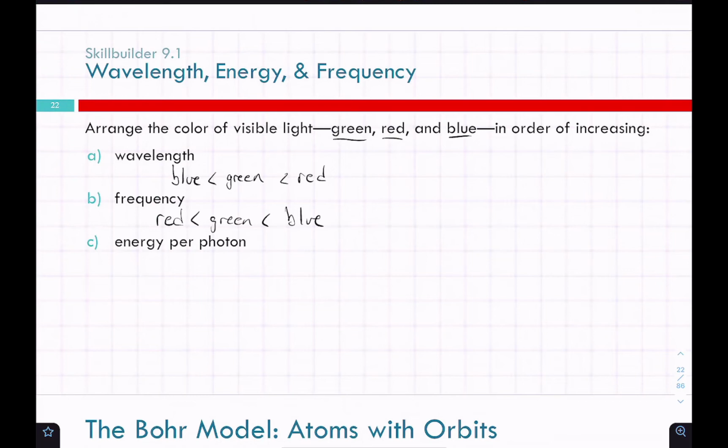And then energy per photon. What's the lowest energy visible light? Yep. So red has the longest wavelength, so red is lower energy than green. It's lower energy than blue. So all three of these are related, right? Because you get more energy because you're getting hit by more waves.